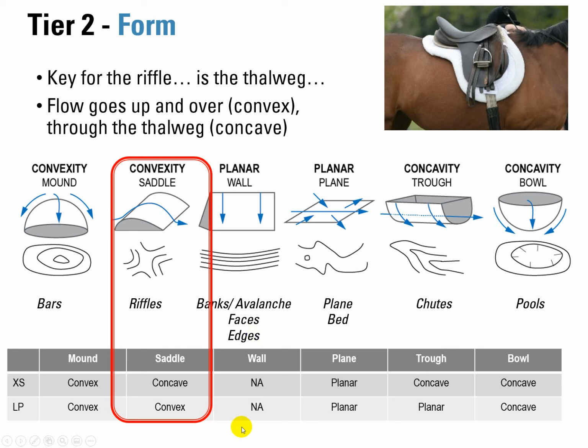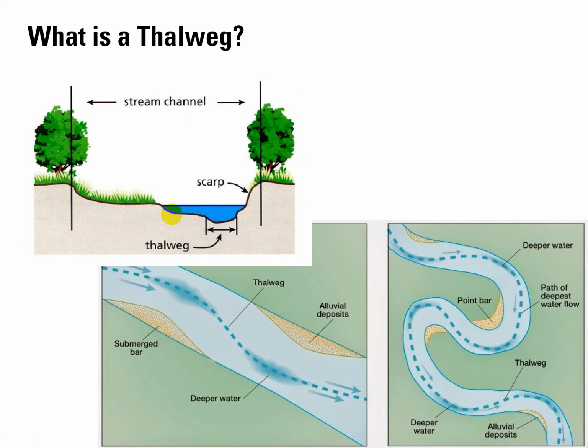So if we switch that into form, we talked about what the definitions of these are, and when we were developing algorithms to define these things, this form distinction became really helpful. And I mentioned earlier what a thalweg is, but you may not remember or know what a thalweg is. And so a thalweg is just the deepest part of the channel.